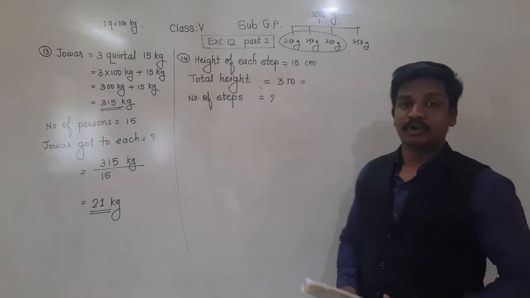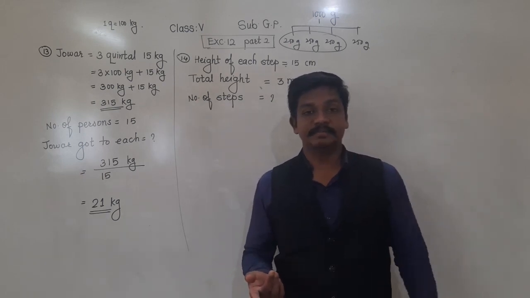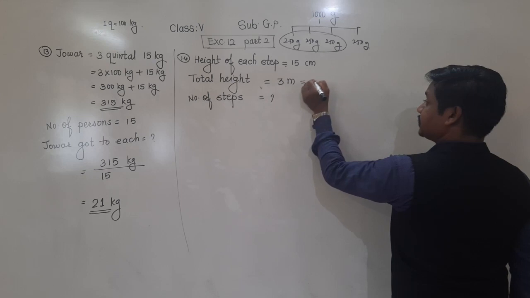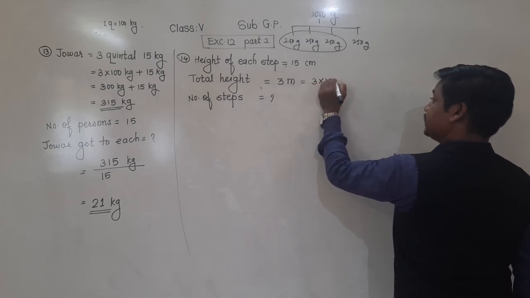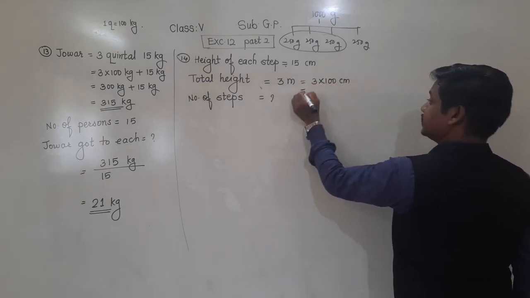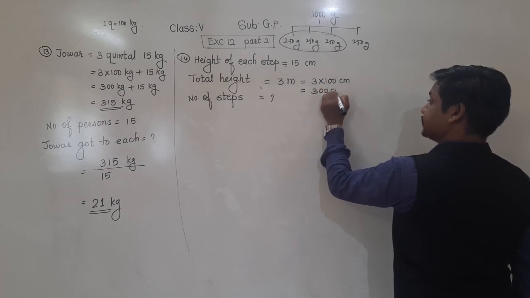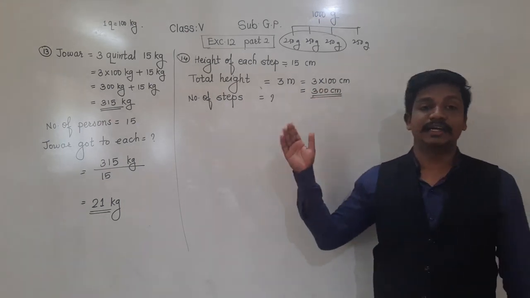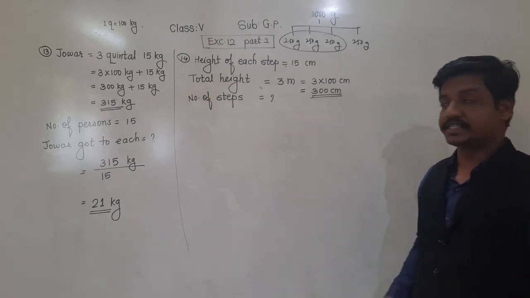Now you know that 1 meter means how many centimeter? 100 centimeter, right? 1 meter means 100 centimeter. So 3 meter means 3 into 100 centimeter, that is 300 centimeter. Okay. So the total height is 3 meter, that means it is 300 centimeter.